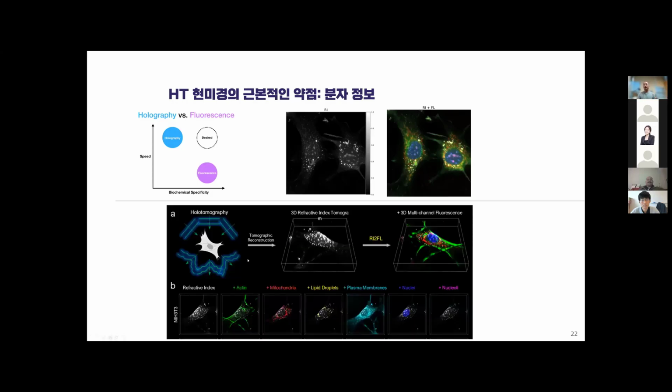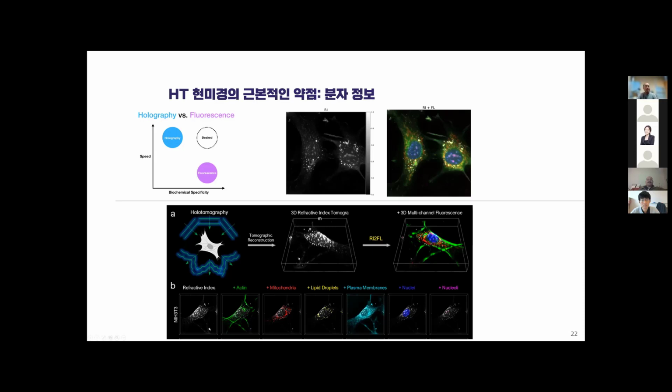Once the data set was complete, we applied this concept to the label-free refractive index tomogram of a cell. And by clicking a button, it can generate the 3-dimensional fluorescence images, but the cells are still unlabeled, live and healthy. No perturbation was applied. The cells are in a very happy condition.